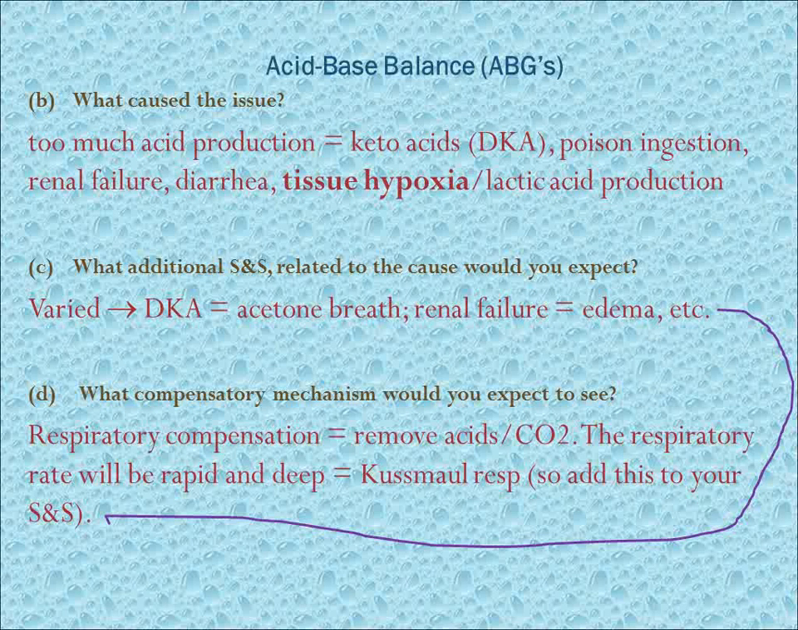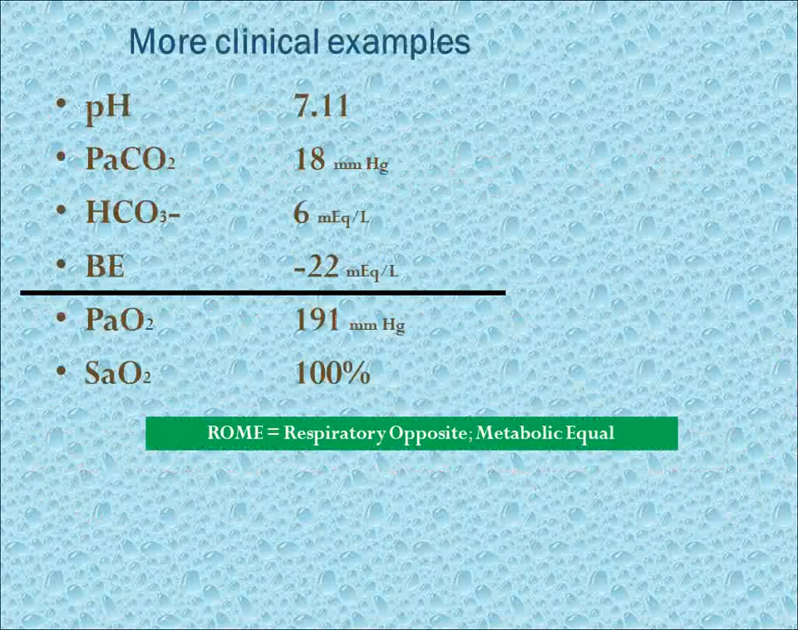Now, what compensatory mechanisms would you expect to see? And again, we know that for every problem that occurs, if it's in the metabolic system, then the respiratory is first to compensate. And if it's a respiratory problem, then the metabolic system compensates. So we had a metabolic acidosis. Respiratory compensation will occur immediately, and the respiratory system rules CO2, which is an acid, so the respiratory system wants to get rid of that acid, and so the respirations will be deep and rapid, and you should know this to be described as Kussmaul respirations.